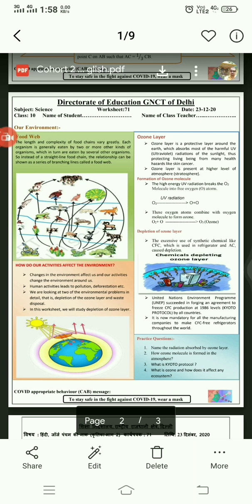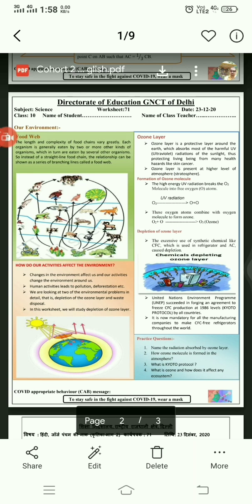But nowadays the CFC is not used in refrigerators or ACs. Other different materials have been discovered to use in the AC and refrigerators for cooling. So right now we have CFC free air conditioners and refrigerators.